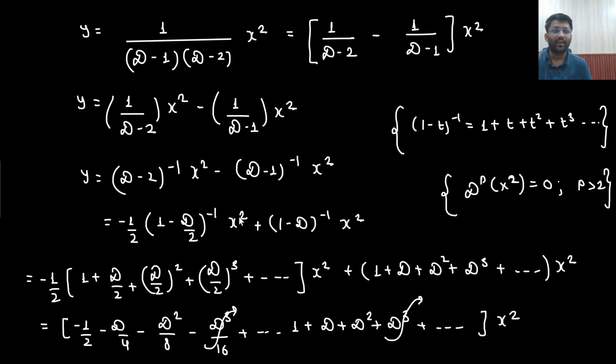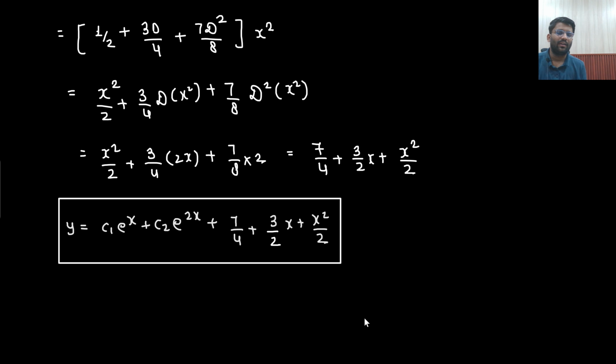That means, sir, maximum differentiation I need to do till 2 times only. If I do it 3 times, the answer will come out to be 0. Here also it will come out to be 0. I don't care about differentiation 3 times. Only I care about differentiation 1 time, 2 times and 0 times. So this is the scenario, and I got the final answer.